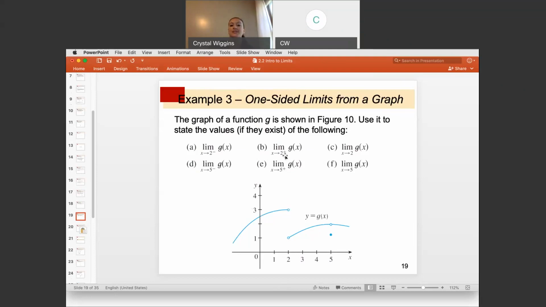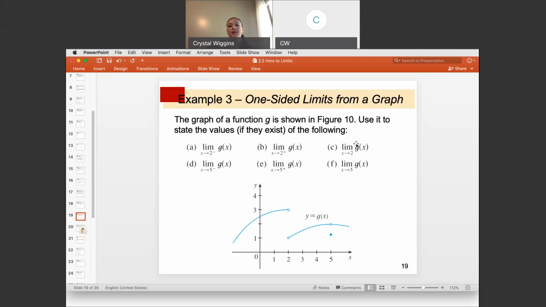Now, if I want to do the same thing, but I'm approaching from the right side, I'm going to start over here and trace my function. And again, I'm coming up to the vertical, hitting that brick wall at 2. But what I'm looking for the limit is the y value. So if I'm approaching the same value x, but from the right side, I do not have the same limit as when I approached from the left. I'm actually approaching a 1 when I approach from the right side.